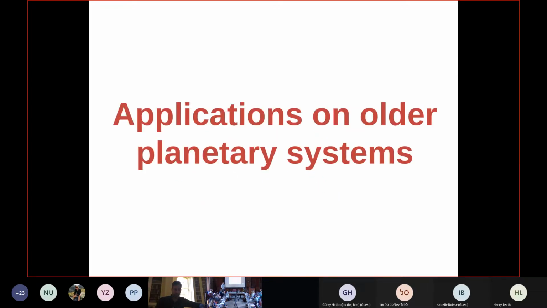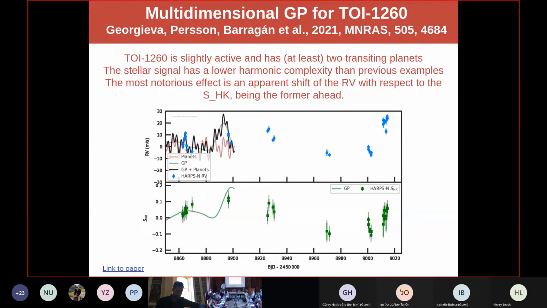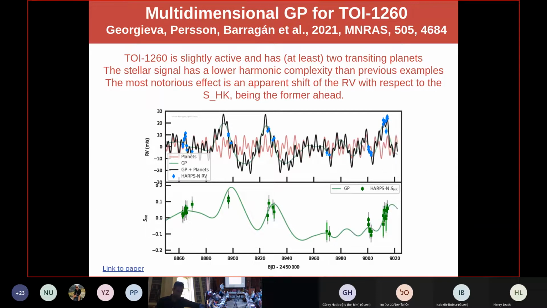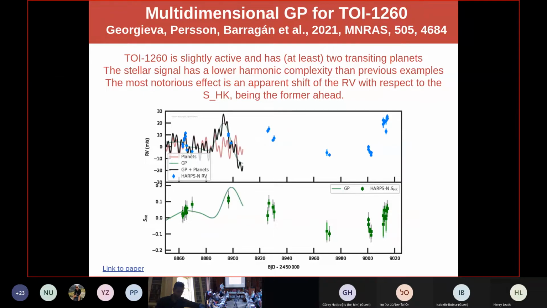We have also found that this works well with young systems, in which we know that we have big spots affecting the velocities. There are also some other systems which are a bit older. In this case, we have TOI 1260, in which we have 2 planets. We also have the stellar signal here. Something we can see is that there is not a really high harmonic complexity in this system. There is a low harmonic complexity, but we can see that the stellar signal in the RVs is a bit ahead of the signal in the activity indicator. So we are seeing the thing that we were predicting with the modeling that we were doing.